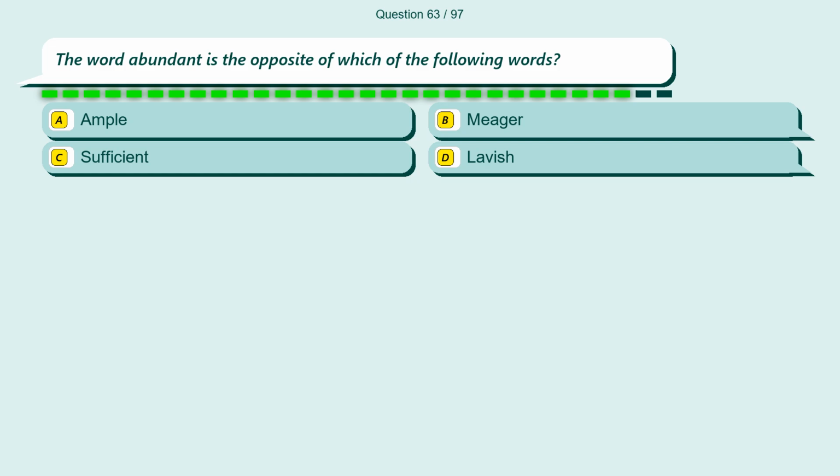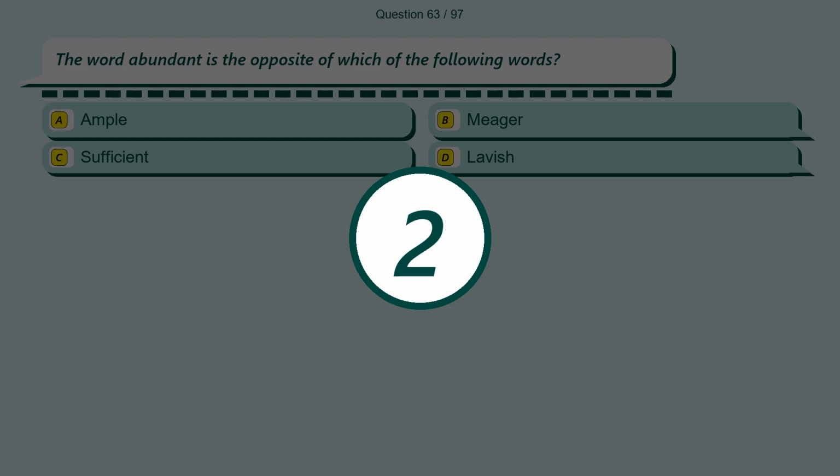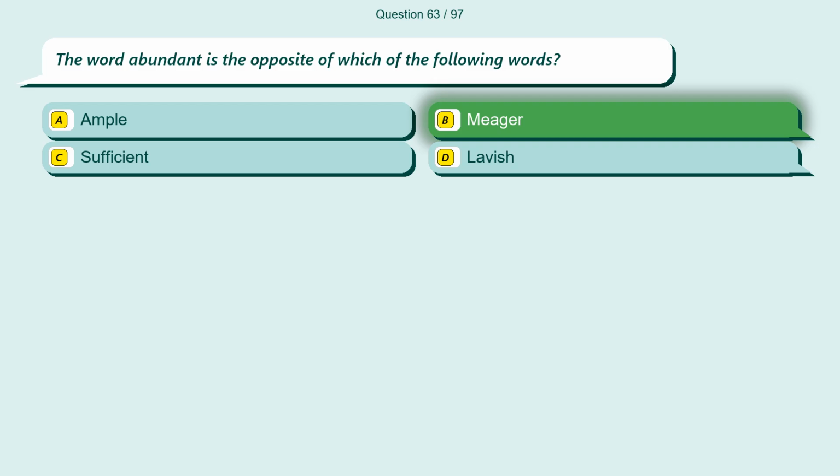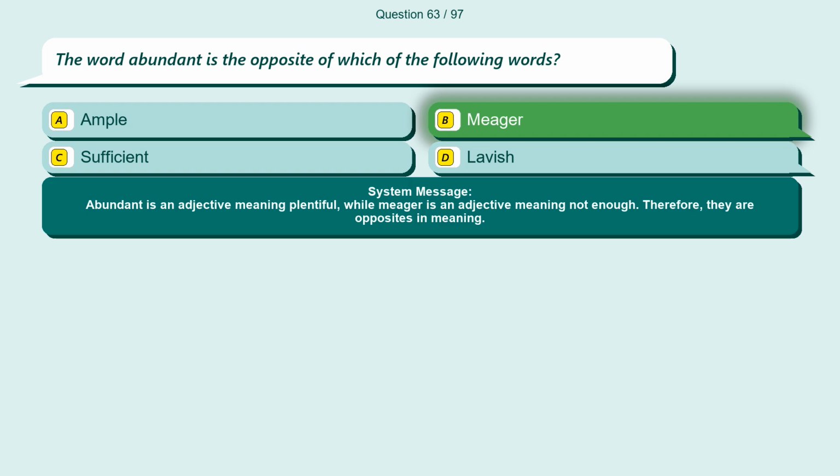Question 63. The word abundant is the opposite of which of the following words? Option A, ample. Option B, meager. Option C, sufficient. Option D, lavish. The correct answer is option B, meager. Abundant is an adjective meaning plentiful, while meager is an adjective meaning not enough. Therefore, they are opposites in meaning.